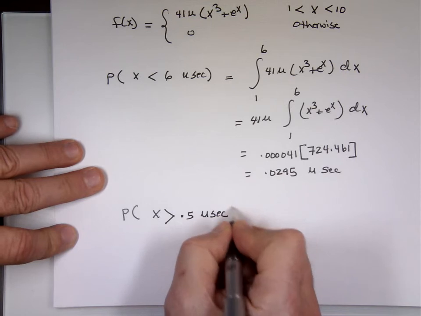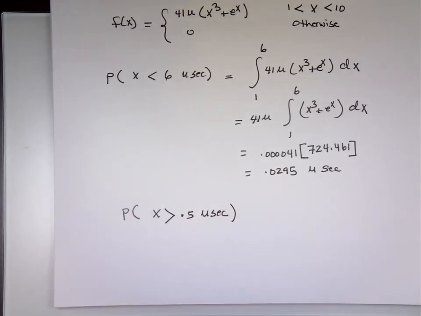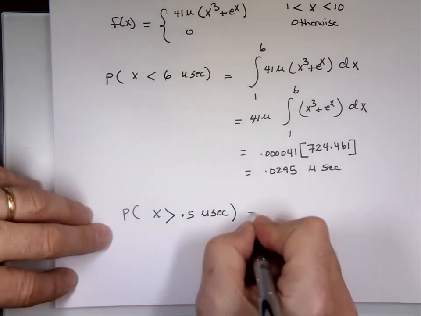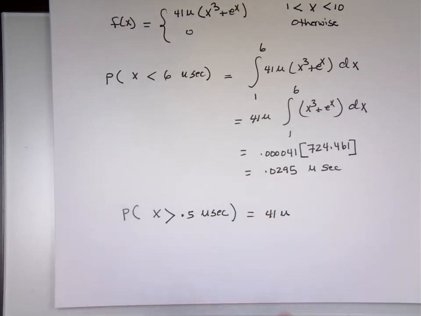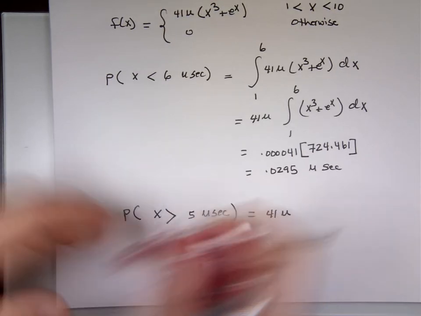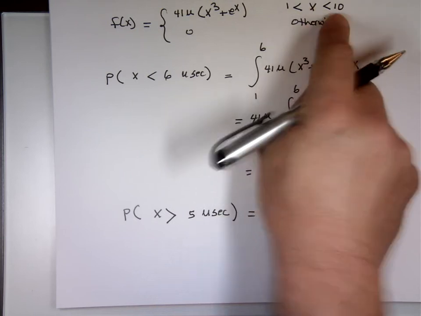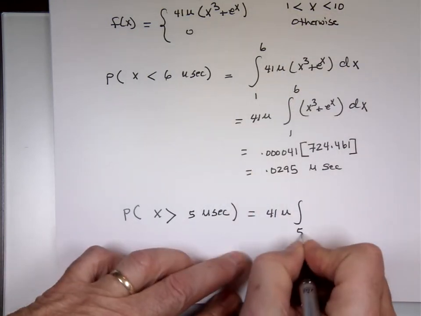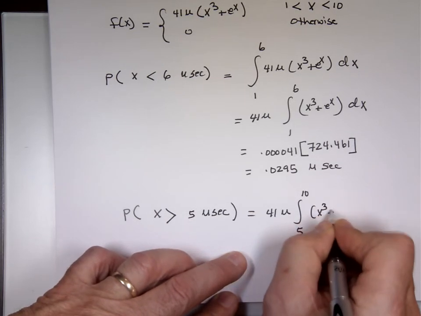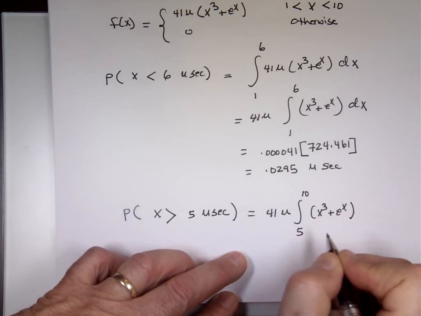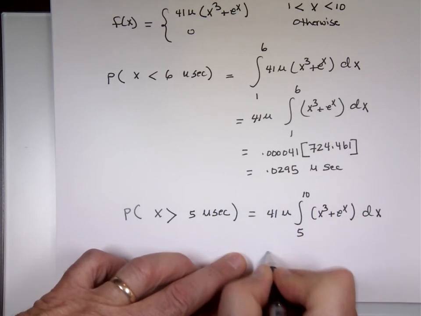What's the chance of the impact time between the bat and the ball? What's the probability that impact will be more than 0.5 microseconds? So that will be what? More than 5 microseconds, because our numbers go from 1 to 10 micro, right? So it's going to be from 5 to 10, of x cubed plus e to the x dx. Again, I can go to my calculator there.